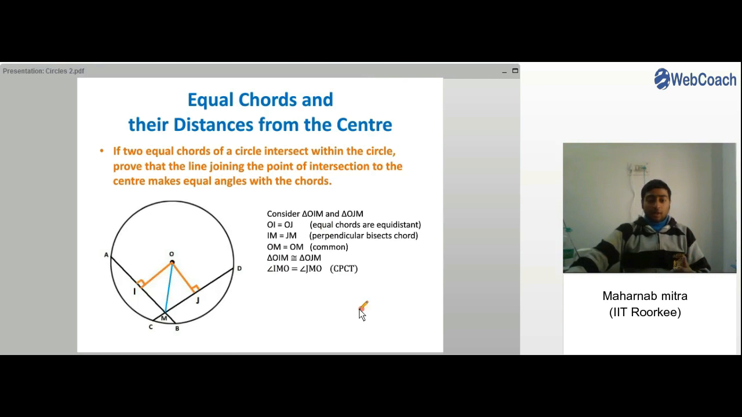So what have we done? Let us recap once again. We have considered two triangles. First we constructed two perpendicular lines on the chords, and we used the concept that these two perpendiculars have equal lengths as the chords were equal. Then we showed that the smaller triangles constructed are congruent to each other. From there we found that the corresponding angles, the adjacent angles IMO and JMO, are the same, right? And this proves the given question.